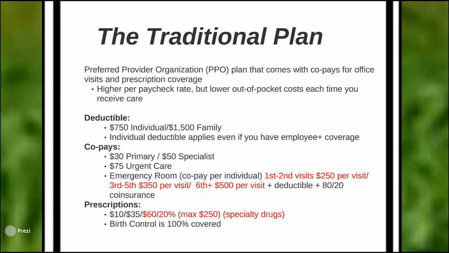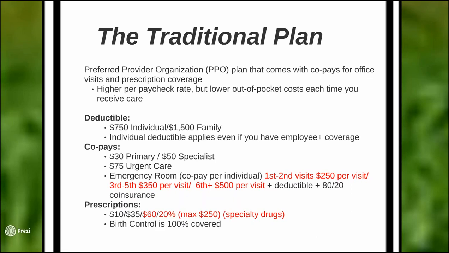And the copays for the traditional plan are $30 for a primary care doctor, $50 for a specialist, and $75 for urgent care. We do have a change on the emergency room copay for the traditional plan. For an individual, their first and second visits to the ER in a year would be the same $250 copay that we've had in the past.